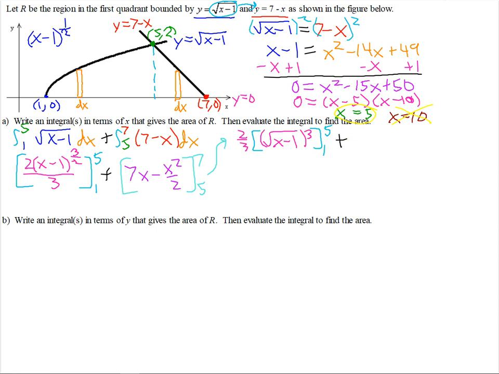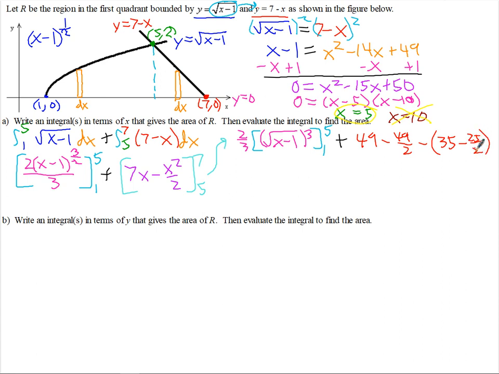on this one, you would substitute in the 7 first. 7 times 7 would give you 49, minus 7 squared is 49 over 2. And then minus this whole thing, when you substitute in 5: 7 times 5 is 35, minus 5 squared, 25 over 2.